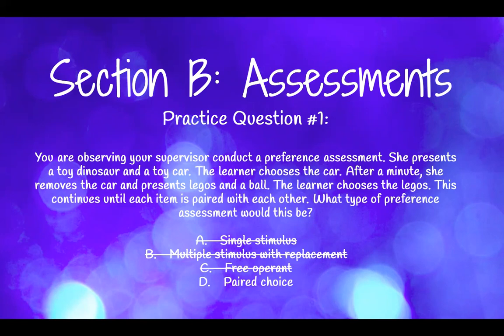I'll eliminate free operant. Free operant is just observing the child naturally. In this example, she presented the items, so she was not just freely observing them engage with toys. And that leaves us with paired choice. Paired choice is presenting 2 items at a time and allowing your learner to choose one or the other.